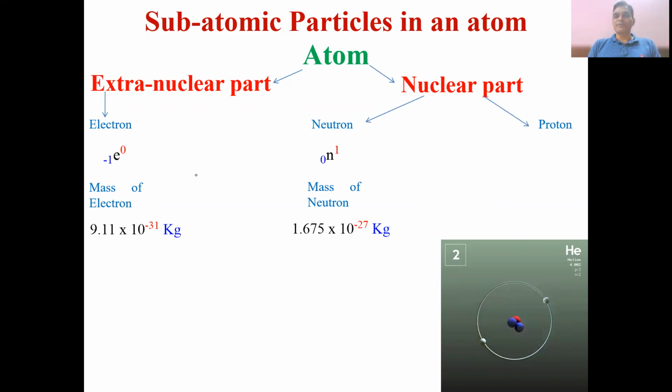while the other subatomic particle present in the nucleus is the proton, which is written as capital H, with 1 written as a subscript and 1 also written as a superscript. The mass of the proton is nearly the same as the mass of the neutron, that is 1.672 multiplied by 10 raised to the power minus 27 kilogram.